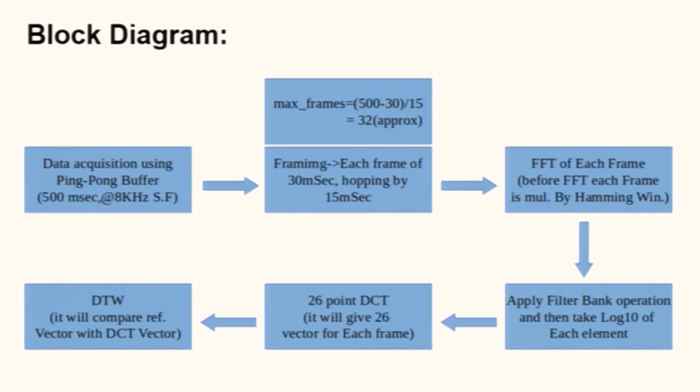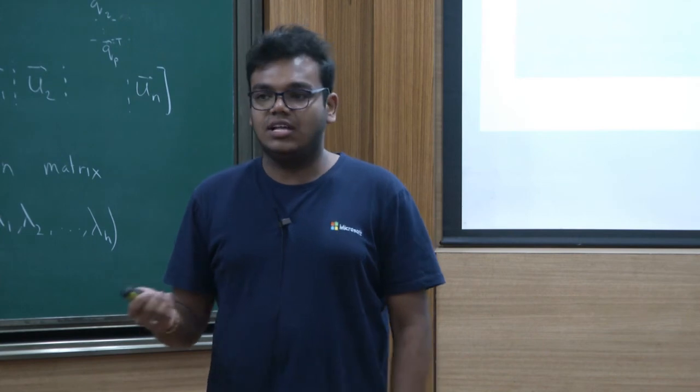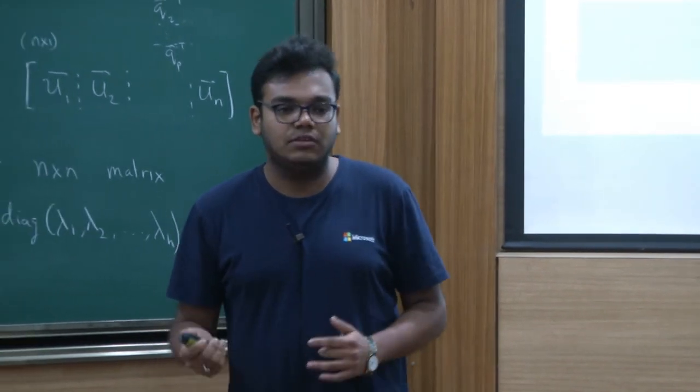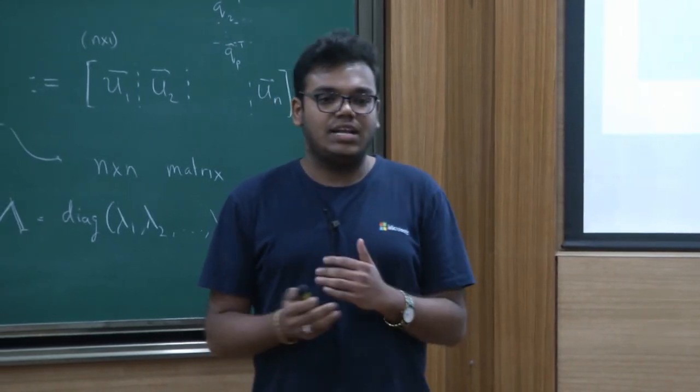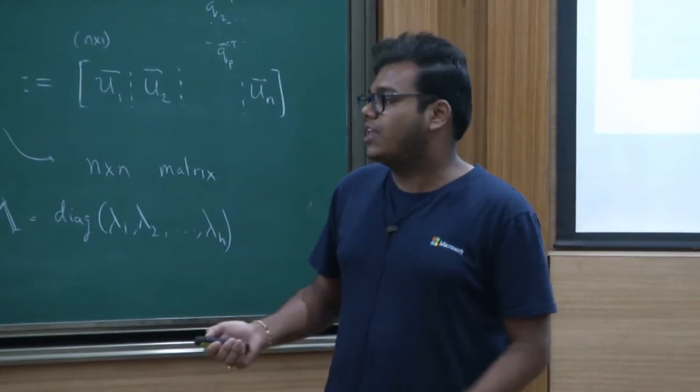Then we apply this filter bank operation, which is basically modeling the vocal cords, as ma'am told, not in detail, maybe short of time. Then we take the 26 point DCT. DCT is basically a domain in which the signal tends to become sparser. So we can take the initial coefficients so that the maximum information is captured and leave out the rest.